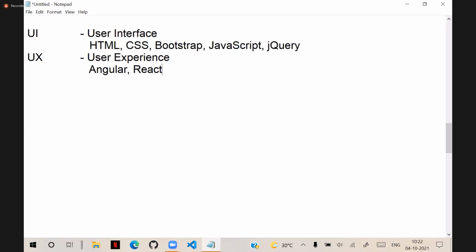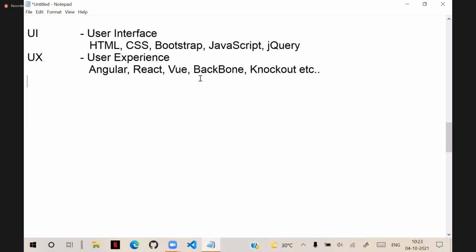Actually, so many others are there, but the popular ones are Angular, React, Vue, Backbone, and Knockout. These are all required to make a good user experience. So we are going to learn an introduction to UX and we are going to learn complete user interface.